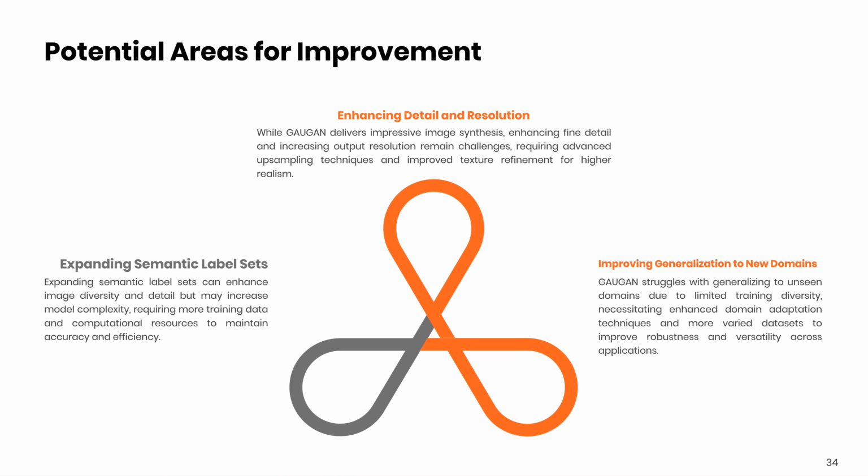GauGAN already shows that turning rough, label-based prompts into polished images is within reach. Today, I'd like to build on that and sketch a path toward sharper detail, richer texture, smarter labeling, and stronger domain generalization. We'll also touch on how we measure progress and how hybrid models can push quality further without sacrificing practicality. First, let's tackle fine detail and high resolution.